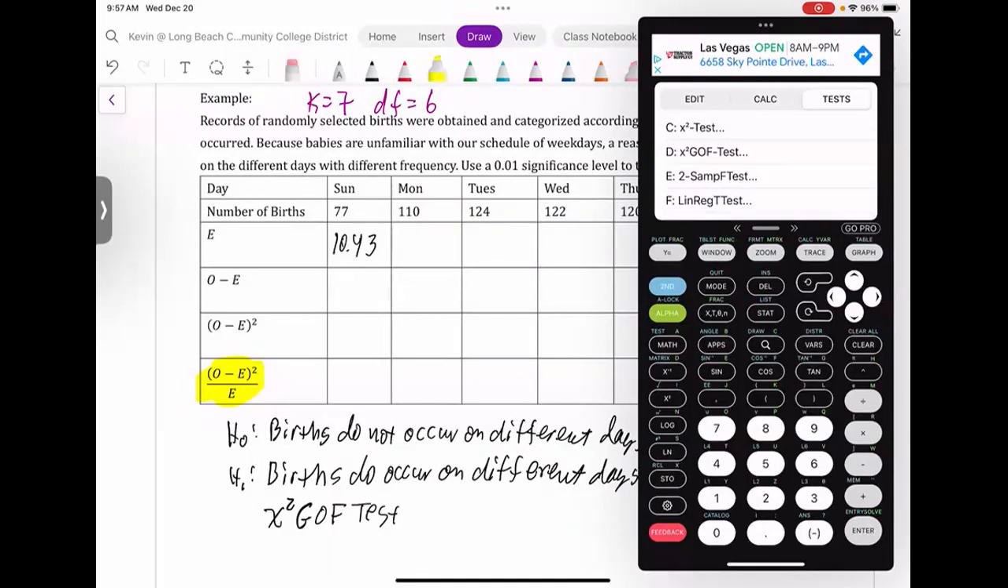Now I want to point out, if you have a TI-83, like an older calculator, it may not have that goodness of fit test, and you may have to do this by hand. Hopefully we all have newer calculators or are using this free calculator. So the observed is in list 1, expected is in list 2. The degrees of freedom in this case is 6. This calculator is a little weird. So we're going to get our test statistic.